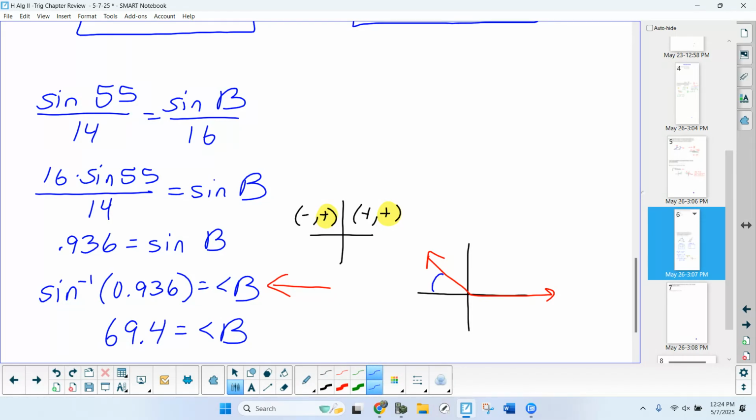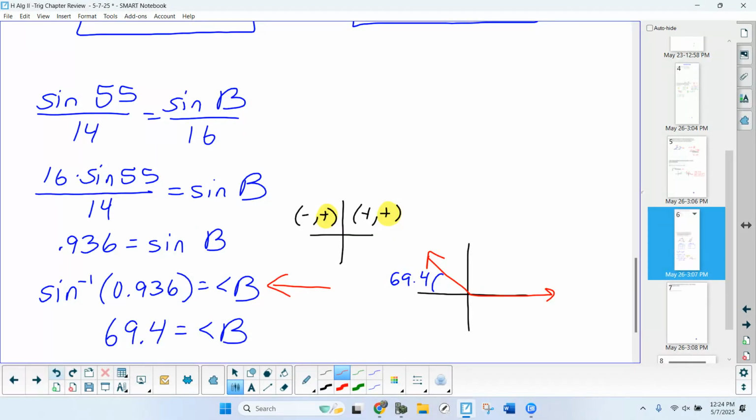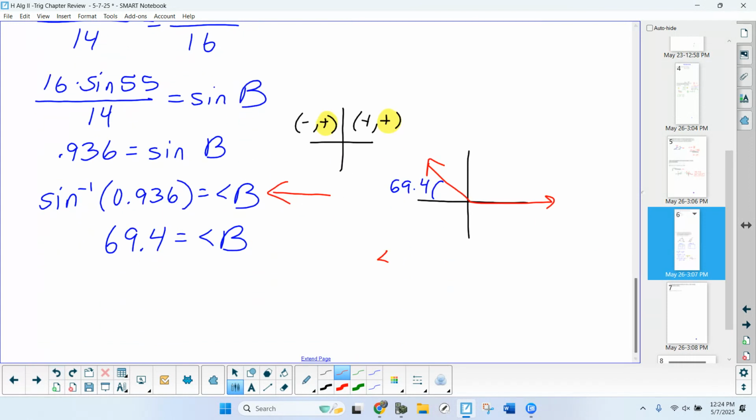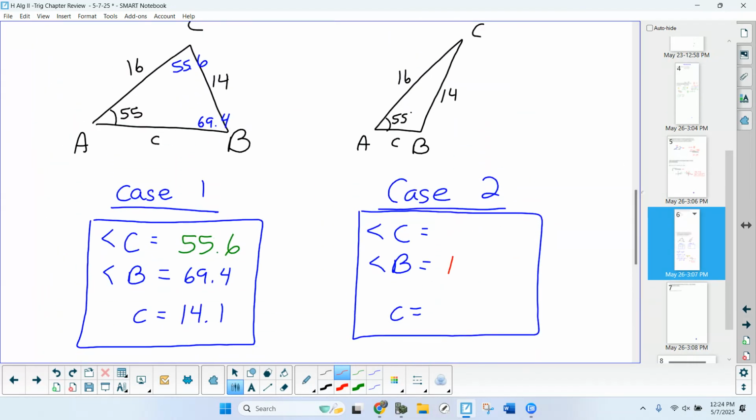It will always be over here. But we know this reference angle has to be what? 69.4. So what could the other angle B be? Okay, how'd you guys get that? What do you do to find the other angle B? 180 minus, and when you did, you got what? 110.6. So now we come up here, we say, okay, angle B could be 110.6.